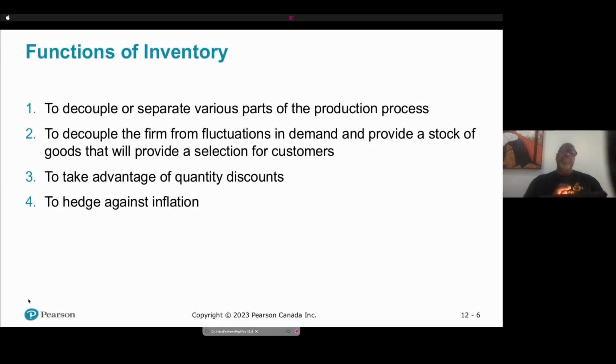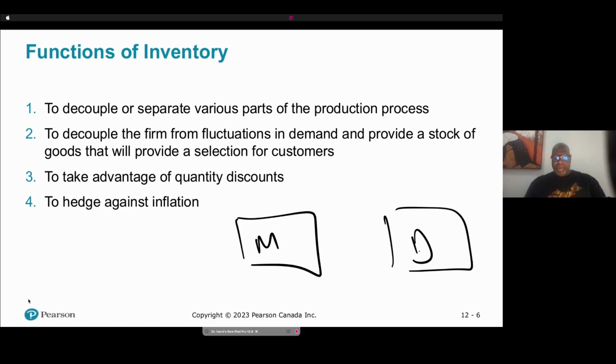So there are many functions that inventory plays in an operation system. One very important function is to decouple the various parts of the production process. So if you think about, say, manufacturing and distribution, two components right here. If you're manufacturing here and you're distributing here, in the middle, you might want to store some inventory, in which case we call those buffer stocks.